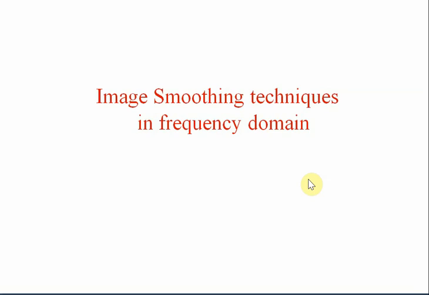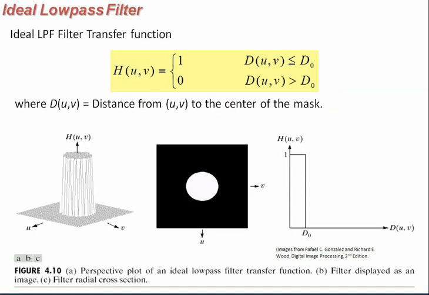The first one is the ideal low pass filter. The next one is the Butterworth low pass filter. The next one is the Gaussian low pass filter. See here the first one, the ideal low pass filter. The ideal low pass filter transfer function is H(u,v) equal to 1 for D(u,v) less than or equal to D0, and 0 for D(u,v) greater than D0. This is the ideal low pass filter transfer function.